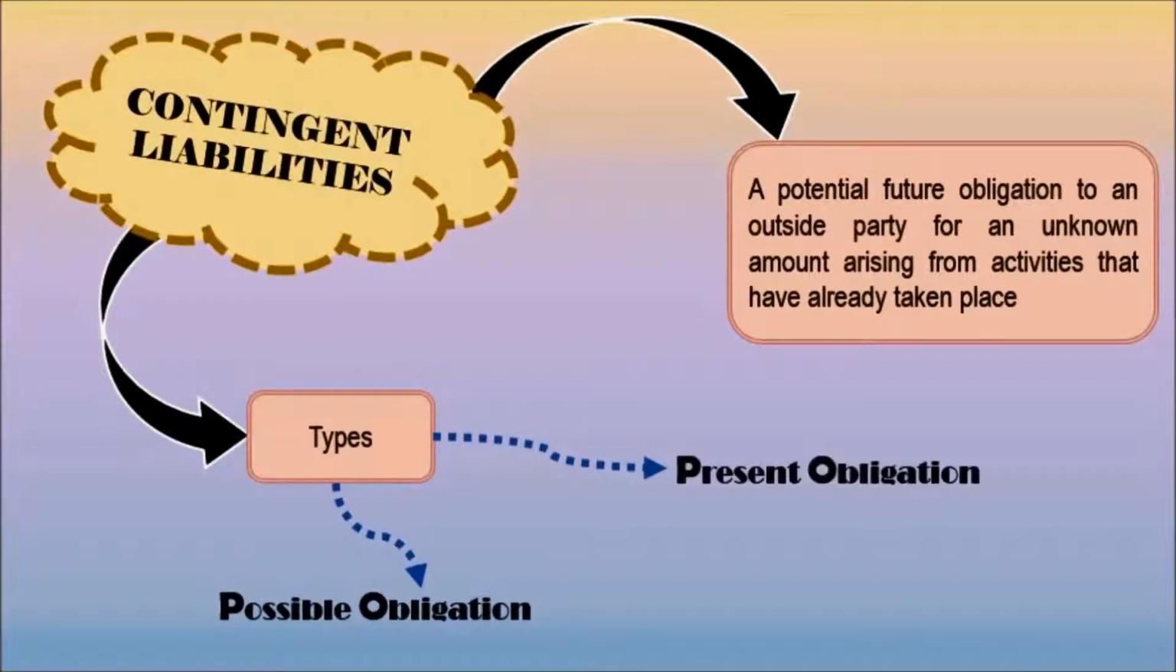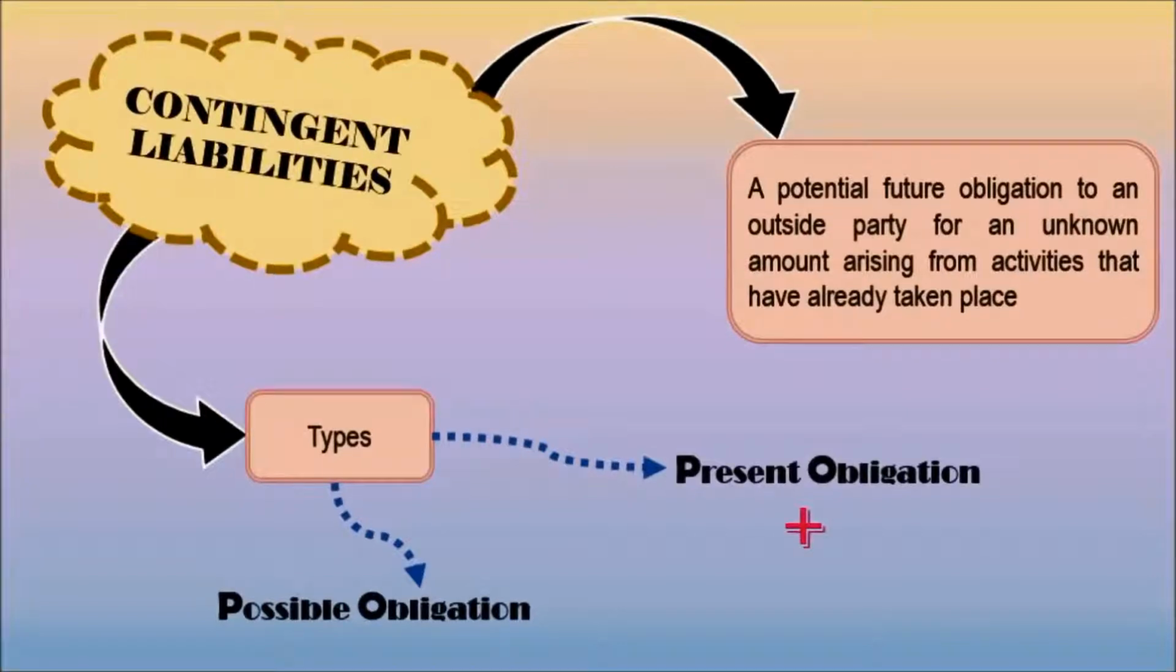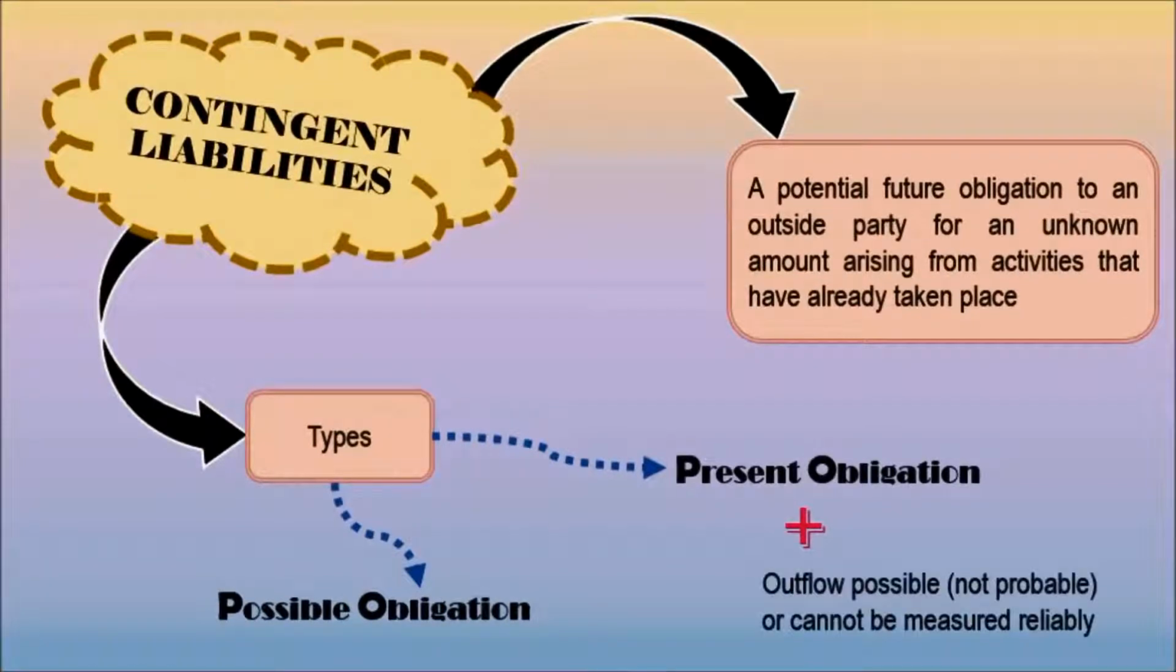And the second is present obligation, which arises from a past event but the outflow of economic benefit is just possible, so less than 50% probable, or the amount cannot be reliably measured.